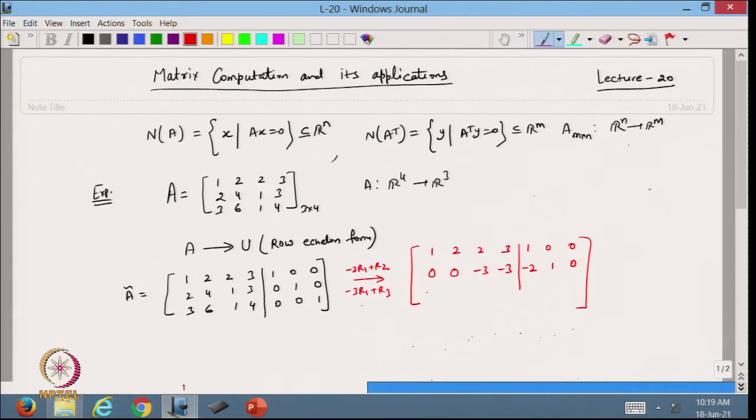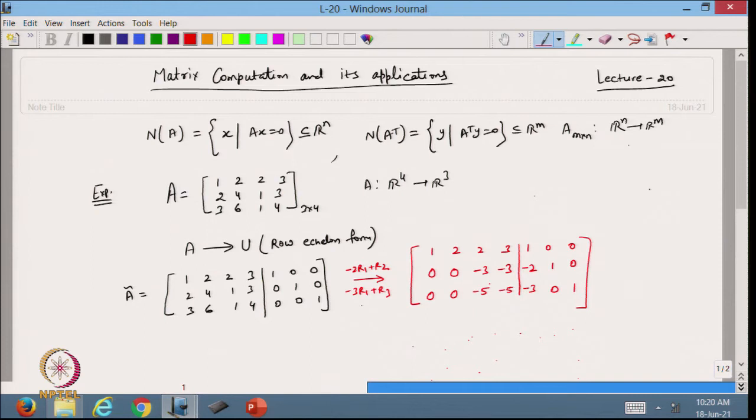Now, after this, here I am getting 0 because I am multiplying by minus 3 and adding, minus 6 plus 6, so this will also be 0. Then multiplying by minus 3, it will be minus 6 plus 1, which is minus 5, and this is minus 3, and minus 9 plus 4 is minus 5. Here I am getting minus 3, and then 0 and then 1. So this is the way I am getting it.